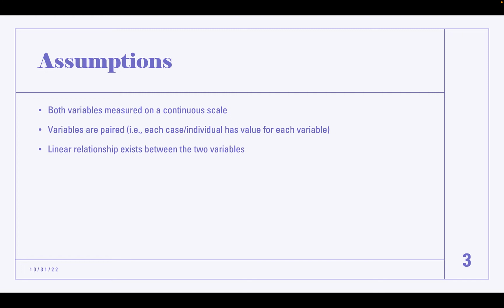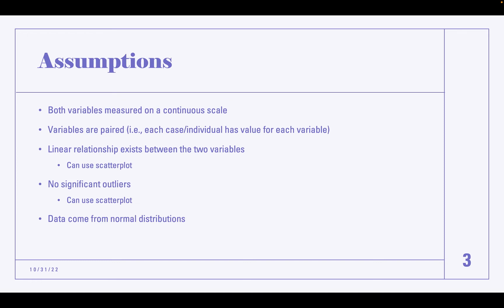We assume linearity in that a linear relationship exists between the two variables. And here we can use a scatter plot to visually estimate if that linear relationship exists. There should be no significant outliers, especially if you have a small data set. And again, we can use a scatter plot or a box plot to visually look at possible significant outliers.